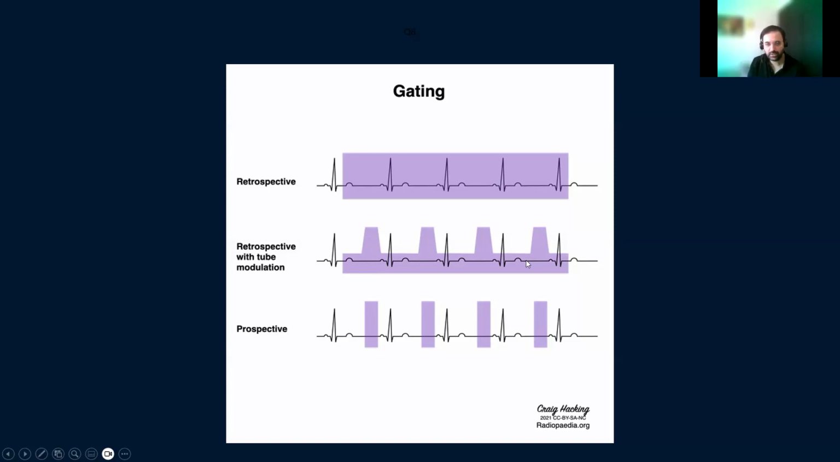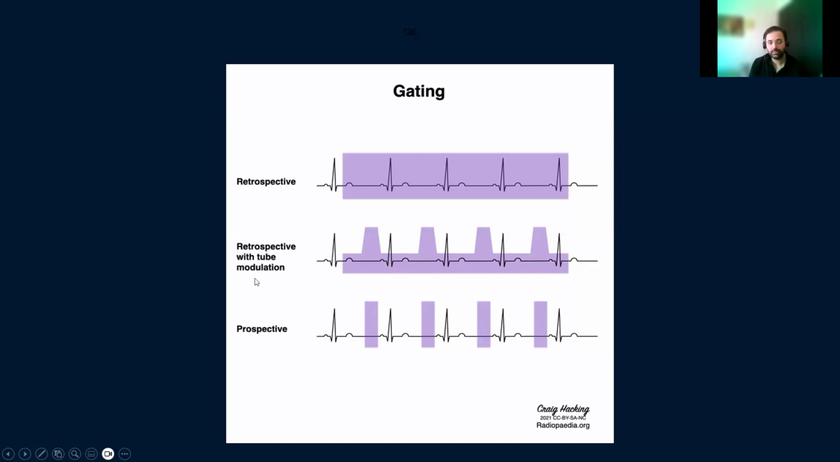So there is less radiation, which is quite obvious, but there's a chance that you might have some missed data, because whatever is the non-highlighted part, you don't have data there. You only have data here. So if this is good, you're good. Otherwise, there might be a loss of data, but the radiation dose is less.